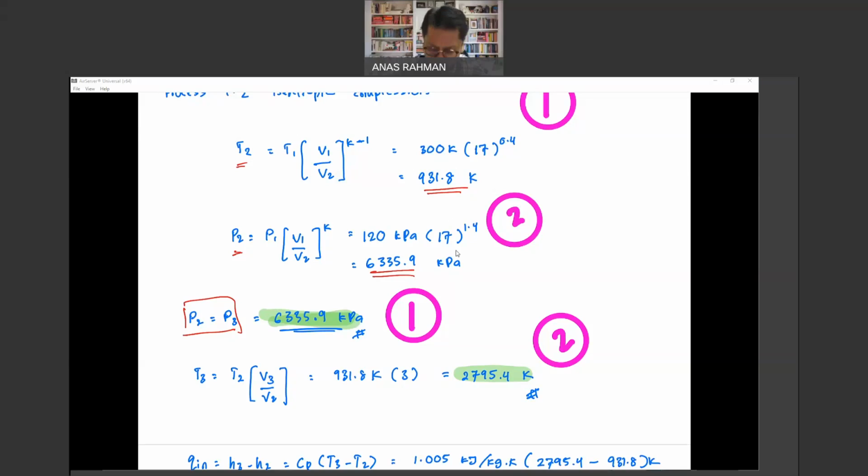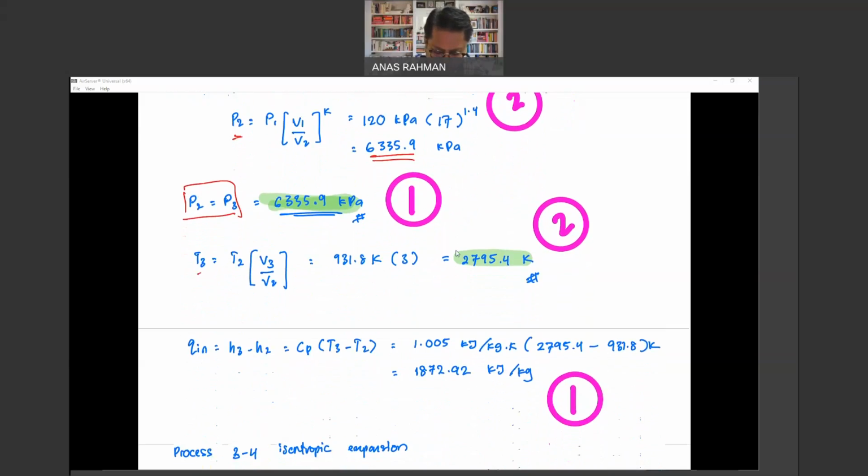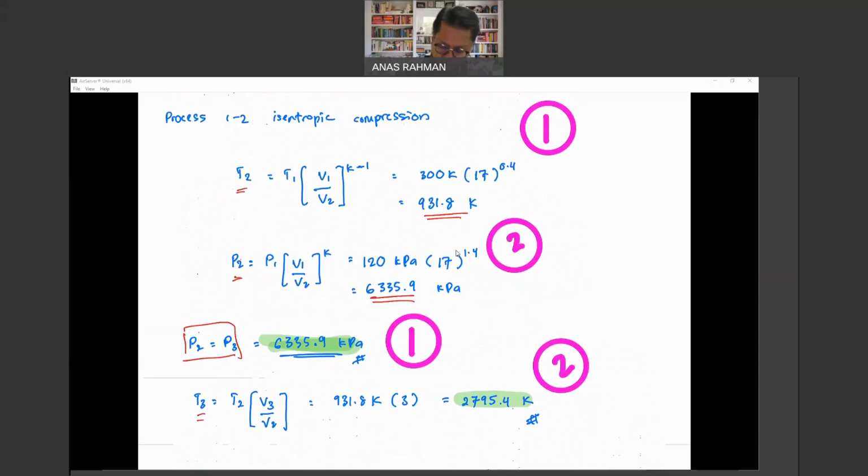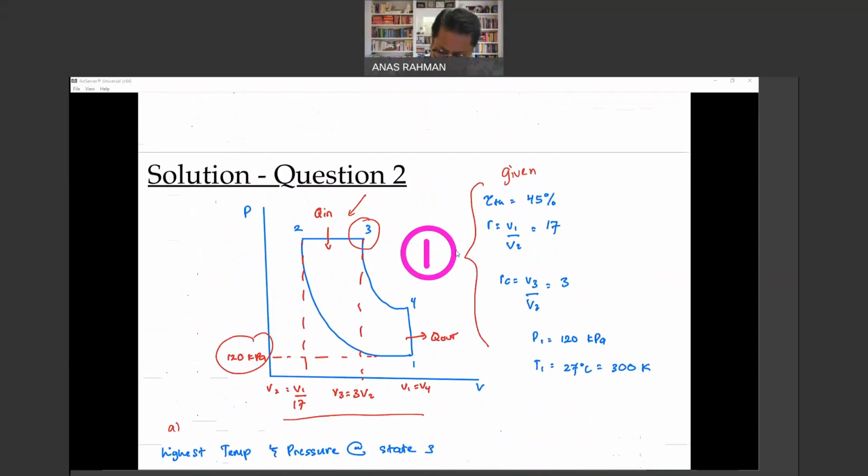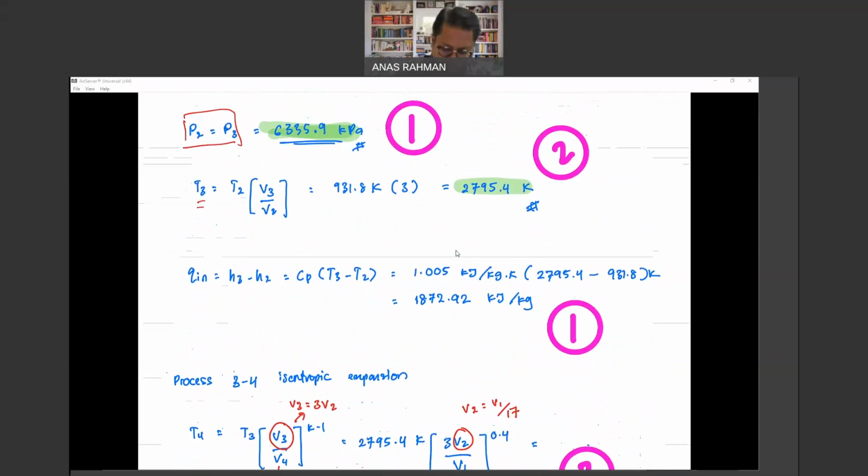Now, to find T3, we can use this particular relationship. If you go back to the diagram, T2 to T3 is not isentropic. So you need to use the ideal gas equation. Rearranging, you get this particular relationship. From here you can get T3, which is about 2700 Kelvin.